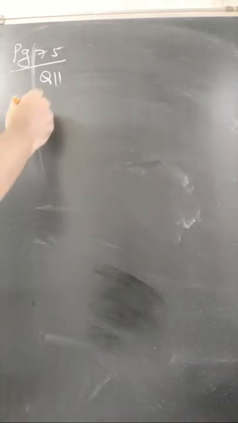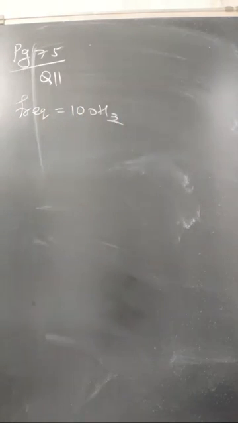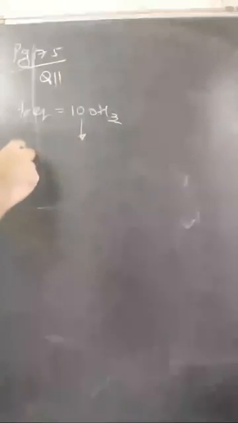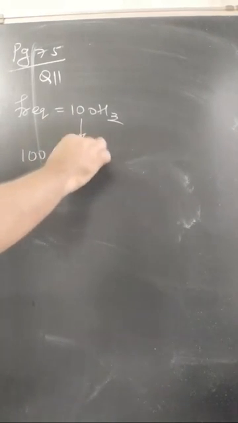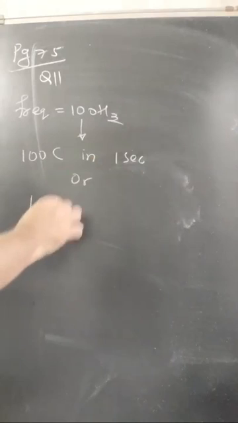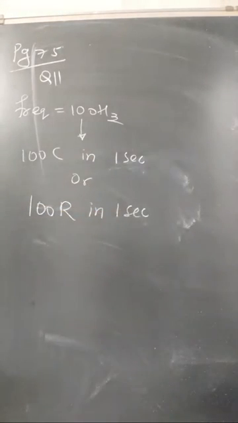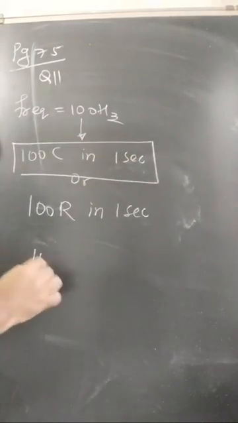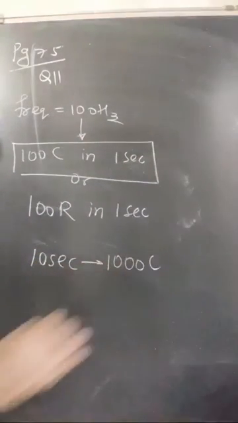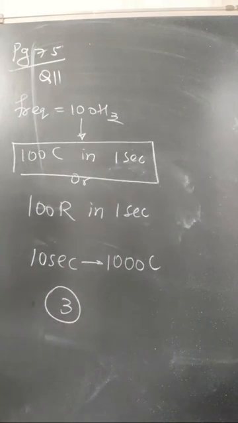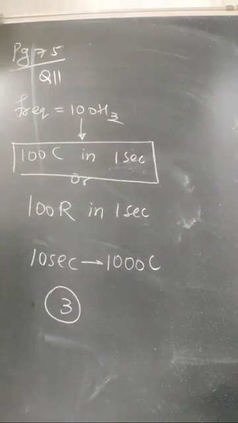Okay, how much is the frequency? 100 Hz. Frequency is 100 Hz. It means 100 compressions in 1 second or 100 rarefactions in 1 second. In a span of 10 seconds, how much will it receive? Beta, in 1 second it receives 100 compression. So in 10 seconds, it is going to receive 1000 compression. Answer is third option. It was just based on the definition.